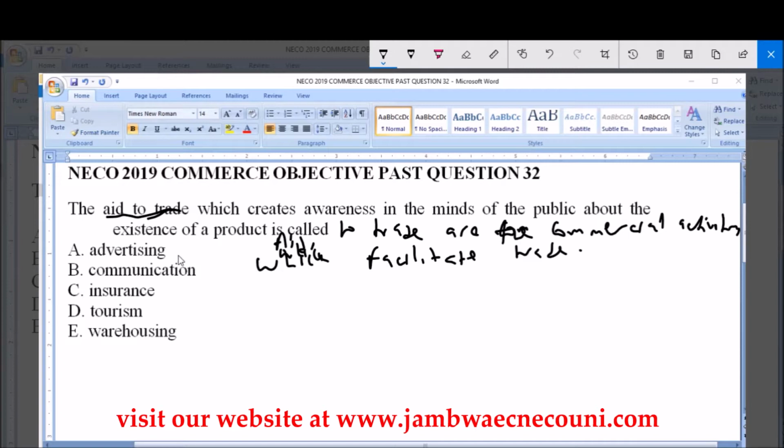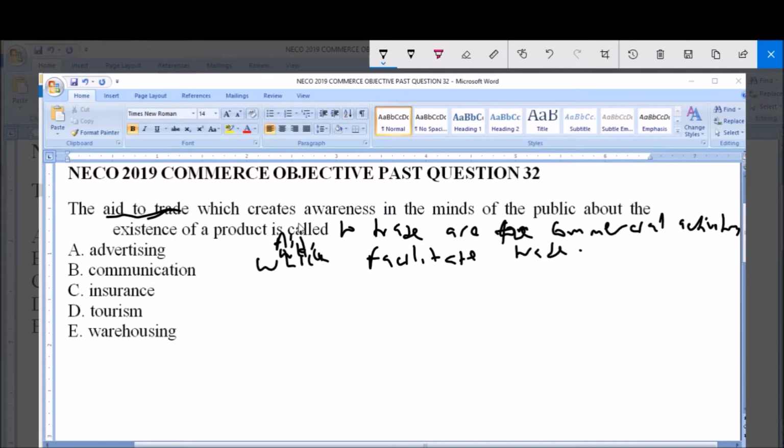Now all the options given to us are aids to trade, but we are looking for the one which creates awareness in the minds of the public, or which can be defined as creation of awareness in the minds of the public about the existence of a product. So let's look at each of the options and see what they mean.